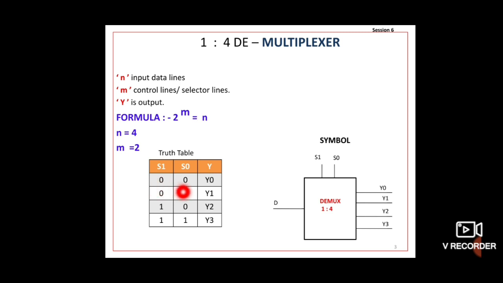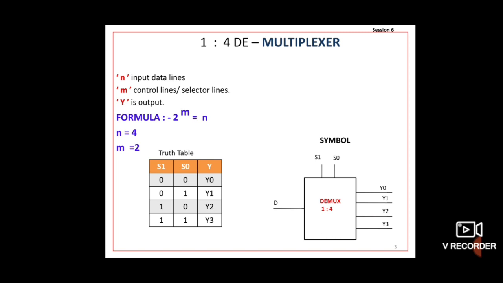First suppose 0 0, then the Y0 output will be selected. Then 0 1, then the Y1 output is selected. 1 0, then the Y2 output is selected. And 1 1, the Y3 output is selected.